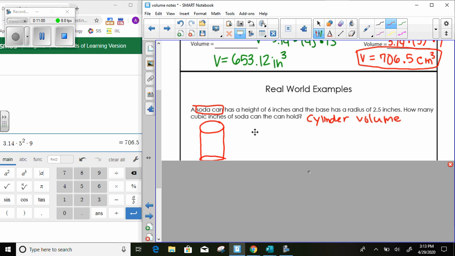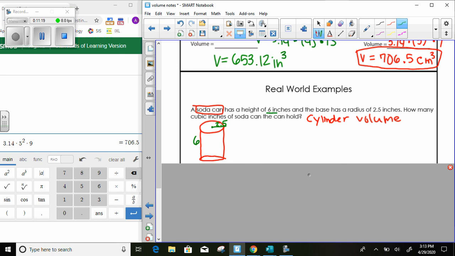So on this soda can, we know that the height of it is 6 inches, so I'm going to label 6. And we know that the radius, so from the center point to the outer edge of this circle, is 2.5 inches. Now, all we have to do is use our volume formula.